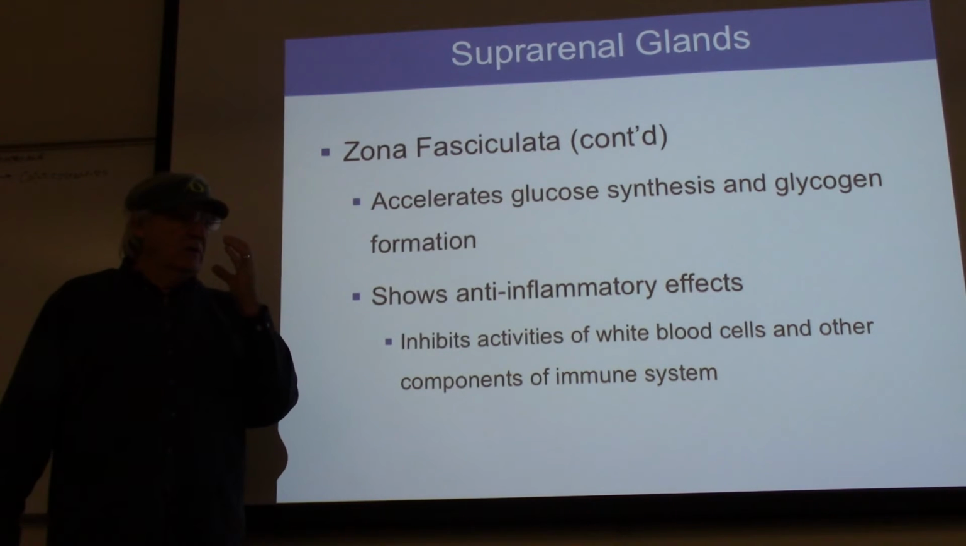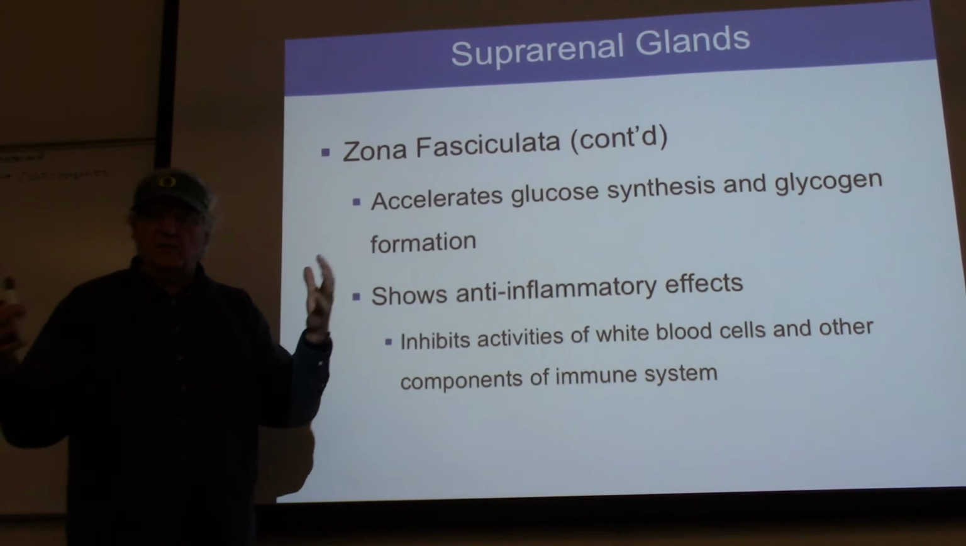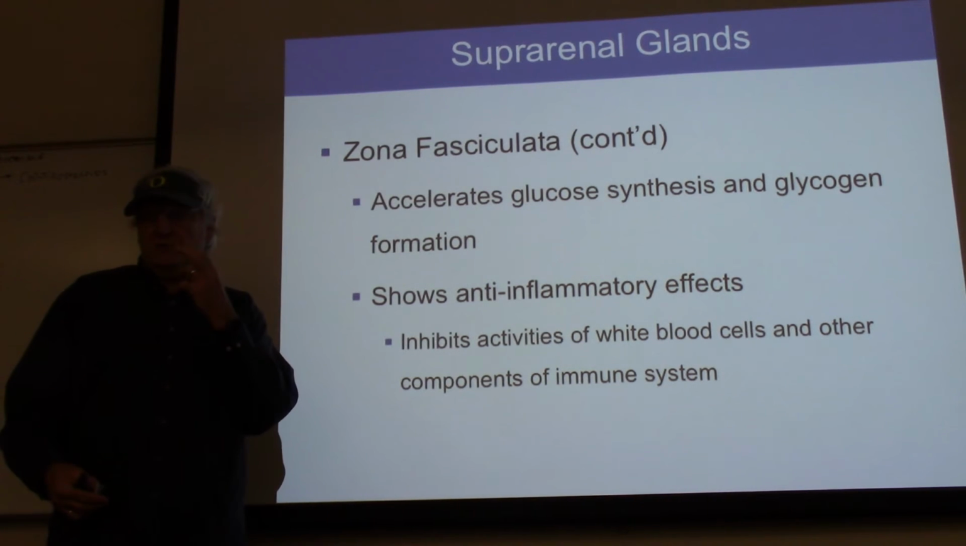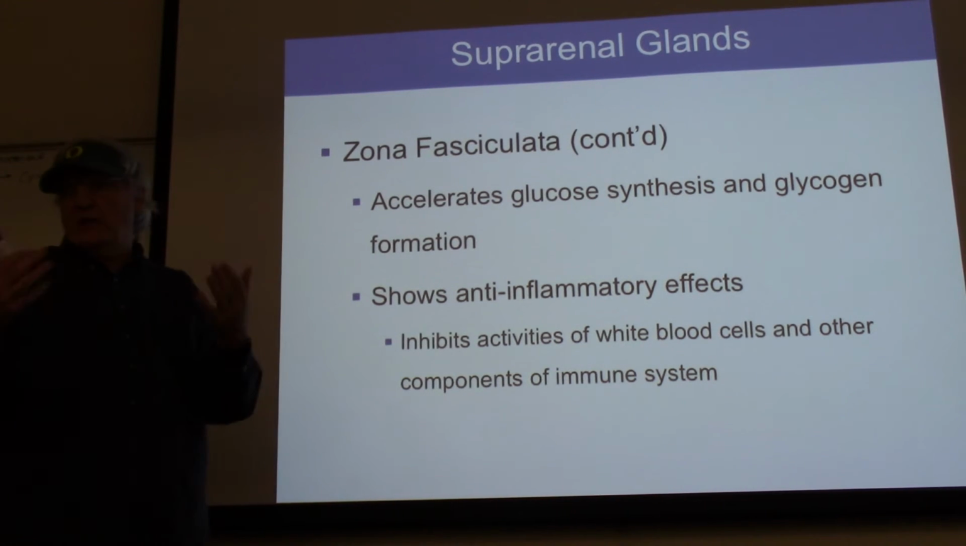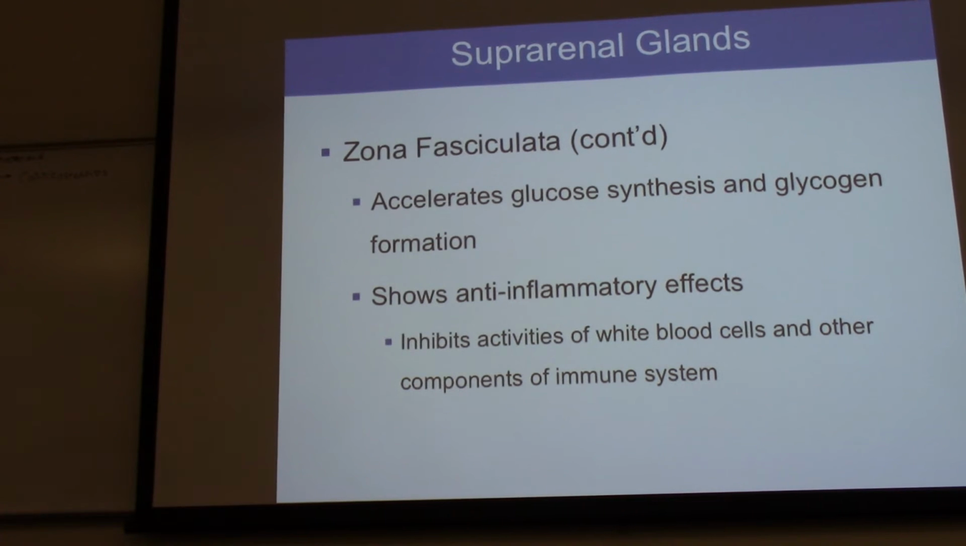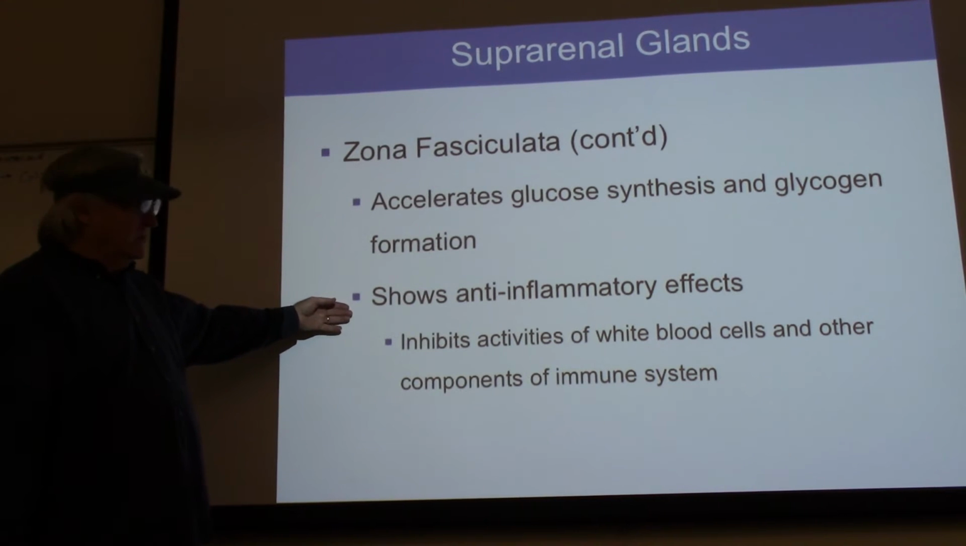So if you have asthma and you react to everything, every little bit of pollen or all this other stuff that's in the air, you take a cortisone inhaler, and that will cut down on your reaction to those things and hopefully make your symptoms better. So it's a very strong anti-inflammatory effect.